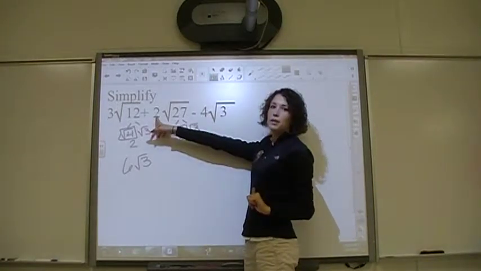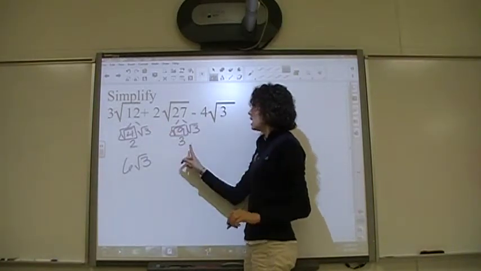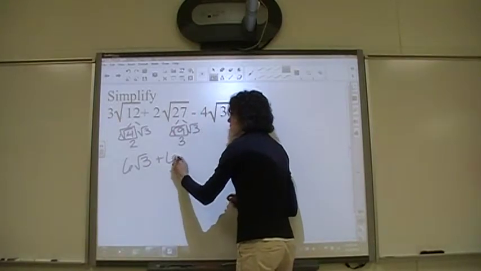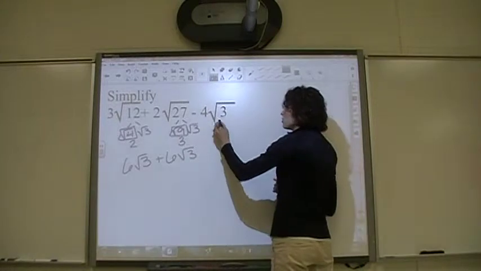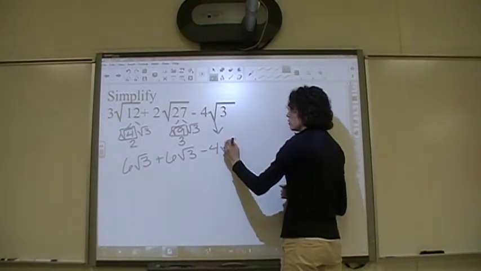Again, you have to remember about this 2 up here. 2 times 3 gives me 6 radical 3. Then radical 3, you don't have a perfect square, so just drop this whole thing down, minus 4 radical 3.